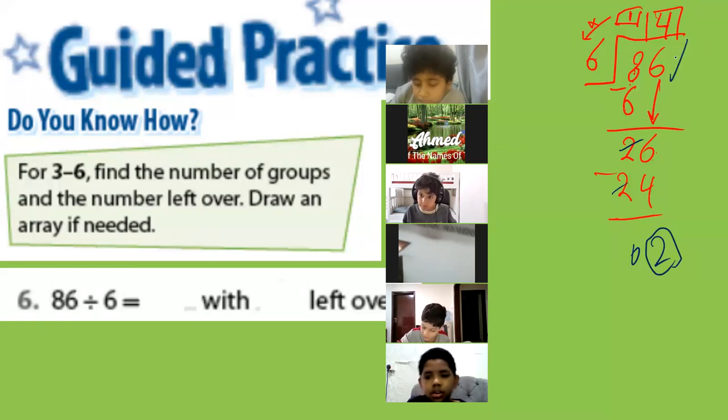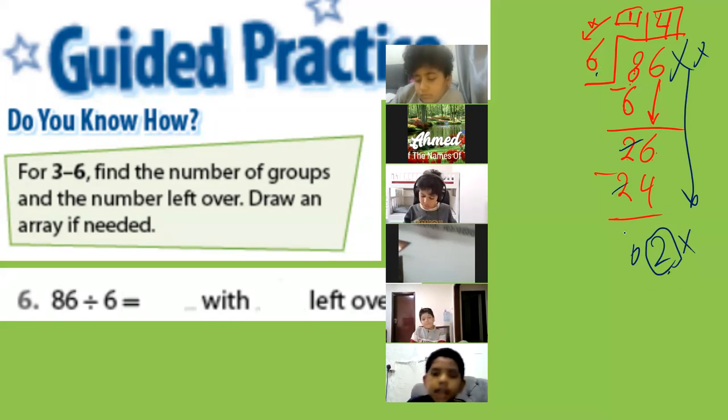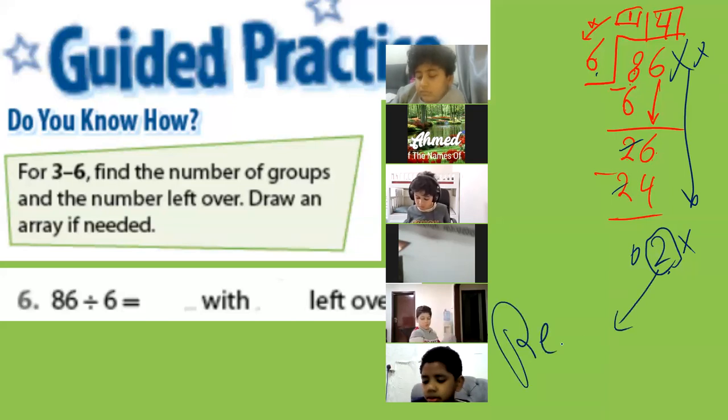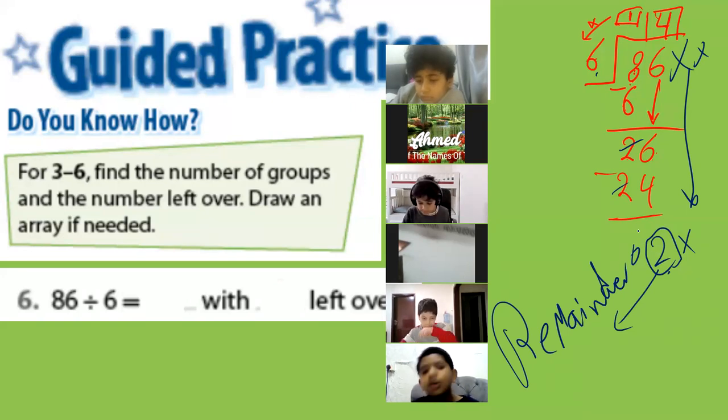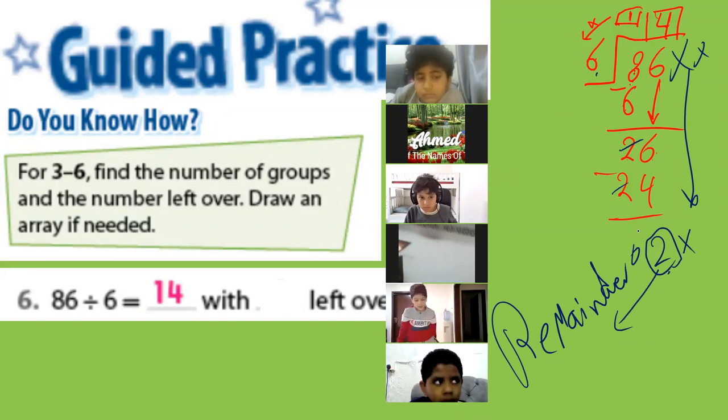This 2 has something here to drop and increase? No. 2 is less than 6, I cannot continue dividing. The remainder is less than the divisor. So, I can consider this one as the remainder. Okay. 86 divided by 6 equals 14 with 2 left over.